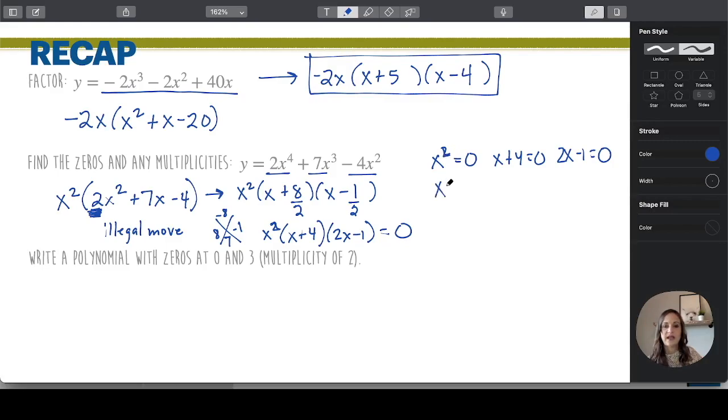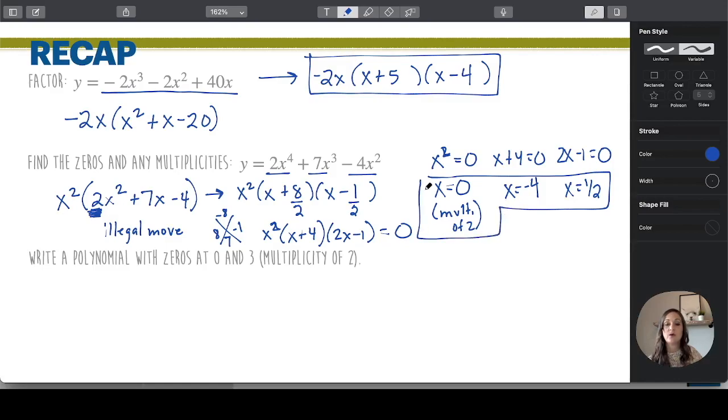So I have x equals 0 here. But don't forget, this is a multiplicity of 2 because it happened twice. I also get a 0 at negative 4. And then I get an x at 1/2 because I would add 1 and then divide by 2. So these would be my zeros. So there was one multiplicity and that was at 0.